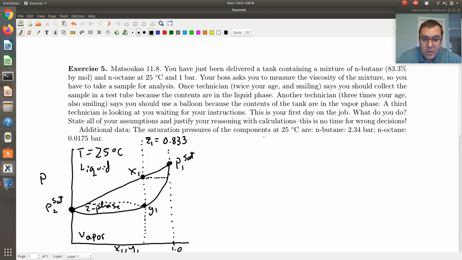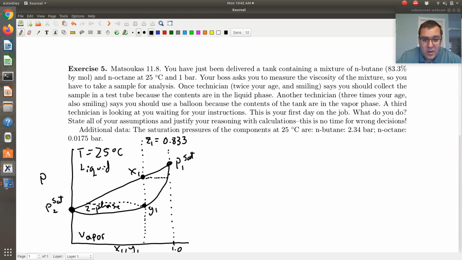Okay, I know here, so P1 sat is 2.34 bars, P2 sat is 0.0175. All right, so we're going to have relatively low pressures, and we definitely have non-associating fluids, right? We just have mixtures of alkanes. So assuming the vapor phase is an ideal gas should definitely be reasonable. Then if I look at the liquid phase, we should definitely be able to assume we have an ideal liquid or an ideal solution. All right, we just have a mixture of 2 linear alkanes.